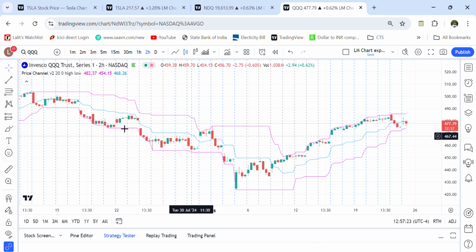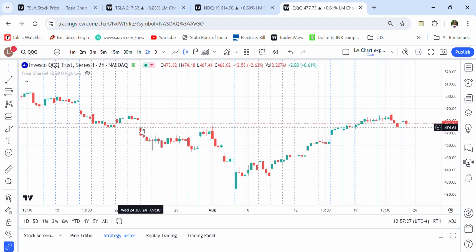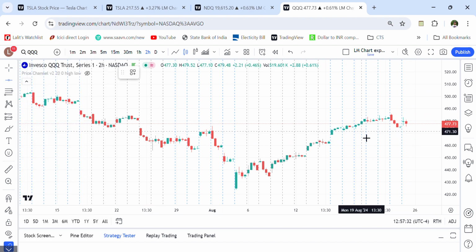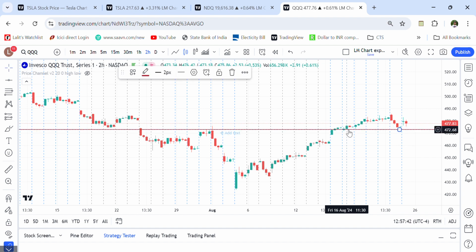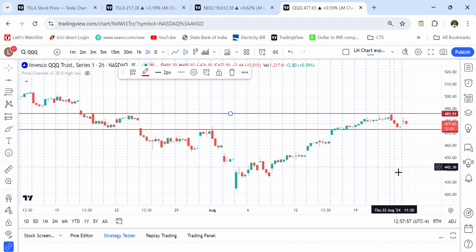I'll just hide my indicator and I will use horizontal lines. That was 16th of August, 11:30. So from here it has calculated a high and low from this point. Here it is a low, and this is my high. This is my high from this duration.